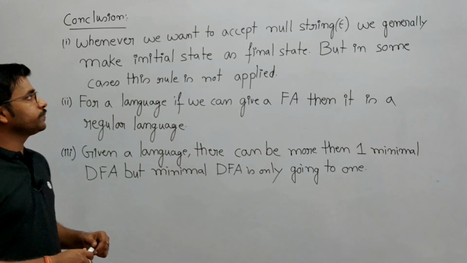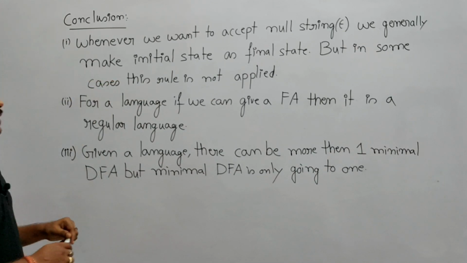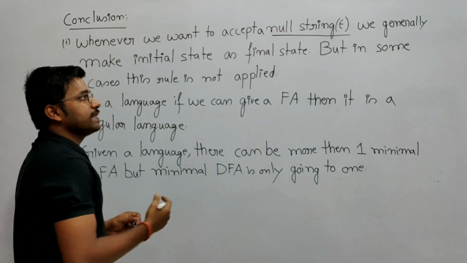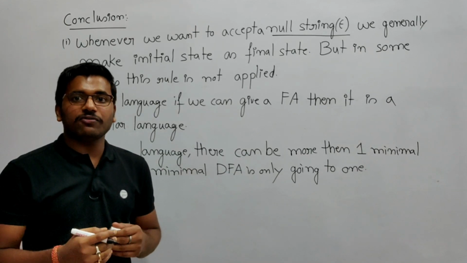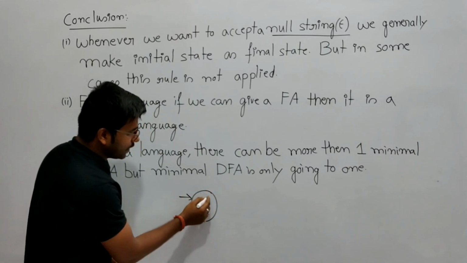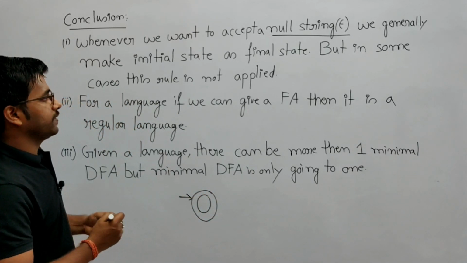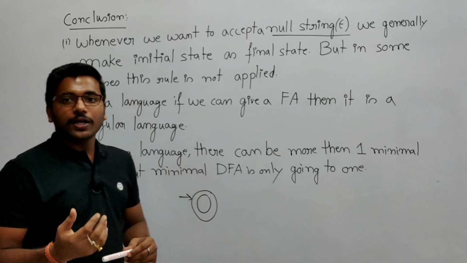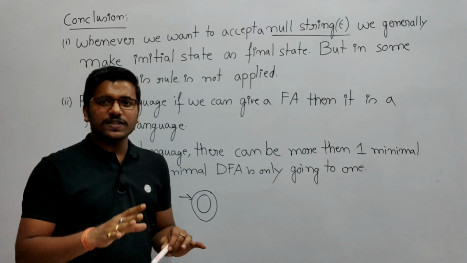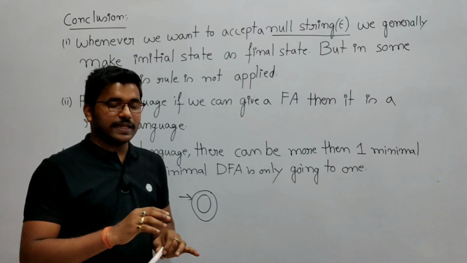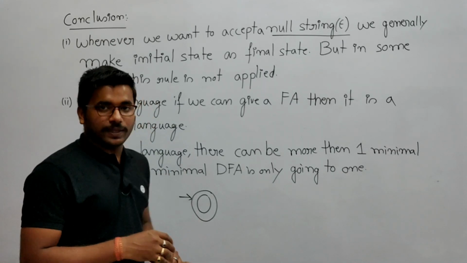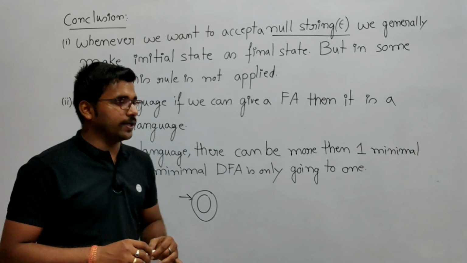Now see the conclusion. Whenever we want to accept a null string, that is epsilon, we generally make the initial state a final state. The initial state indicates that the length is 0, so we make it the final state. But in some cases this rule is not allowed, like in some machines such as PTA. In some questions we generally avoid it, that is, we make some mistakes, but generally whenever we want to accept epsilon, we make the initial state the final state.